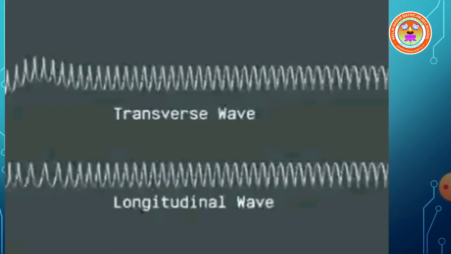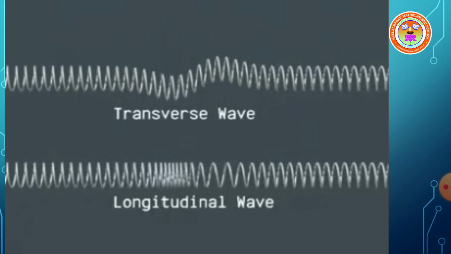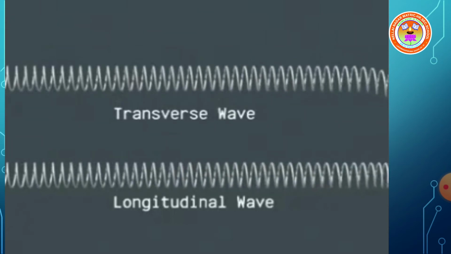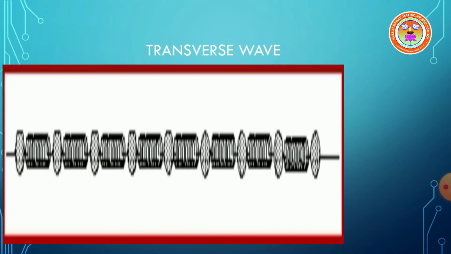Next we are going to discuss types of mechanical waves. There are two types of mechanical waves: transverse waves and longitudinal waves. What is a transverse wave?